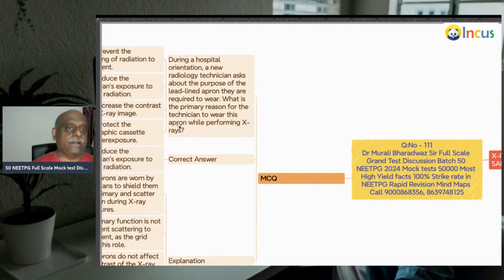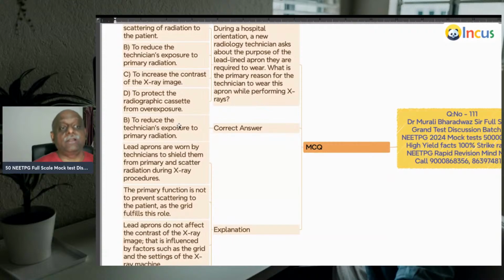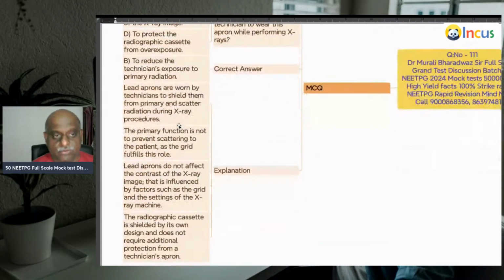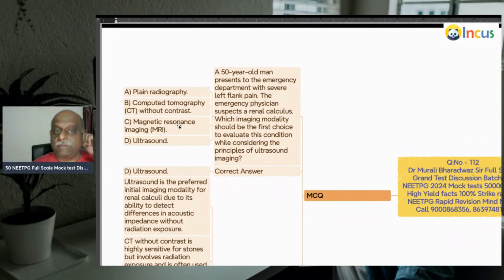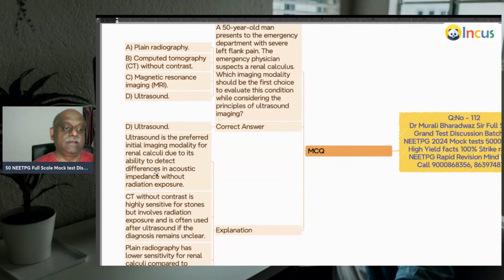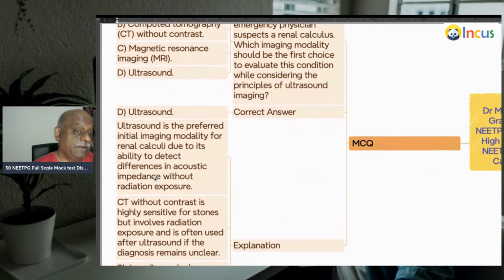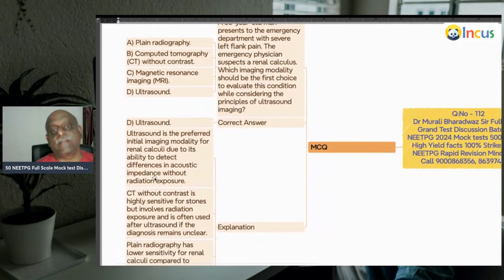During hospital orientation, why do people wear lead aprons? To decrease the exposure to radiation. Ultrasound is the preferred initial modality for renal calculi because of its ability to detect the acoustic impedance without any radiation exposure.